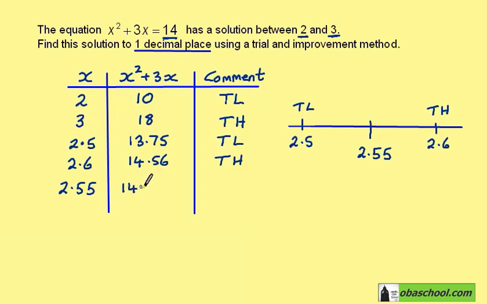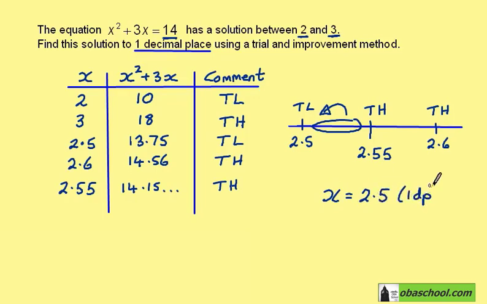We calculate, and we get 14.15 and so on, which is too high. So this is too high, meaning the answer is in this region here, which is closer to 2.5. So our answer is that x is equal to 2.5, correct to one decimal place.